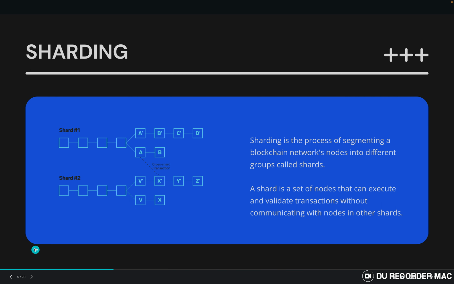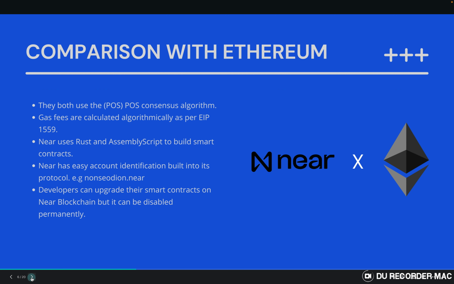So let's move on. Let's dive deeper into Near. Comparison with Ethereum: how is Near different from Ethereum, or how is it similar? The Near blockchain uses the proof of stake consensus algorithm, and Ethereum actually uses, sorry, what consensus algorithm does Ethereum use? I'm just curious if you guys know, because it's a simple answer, but I just want to know.